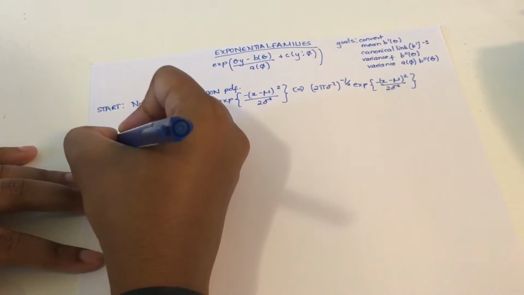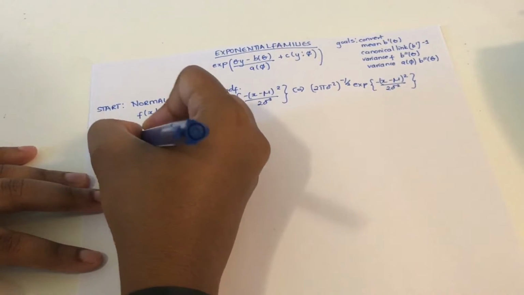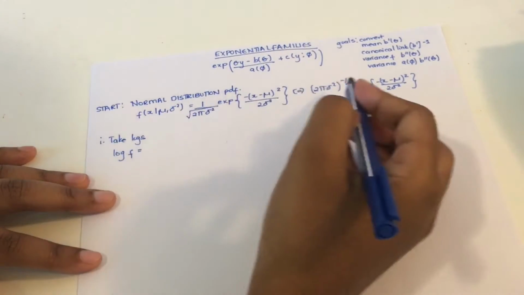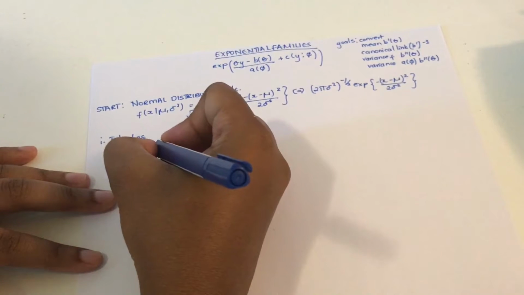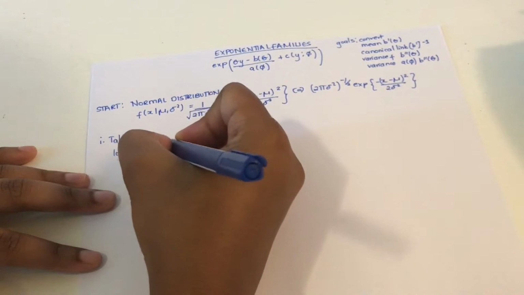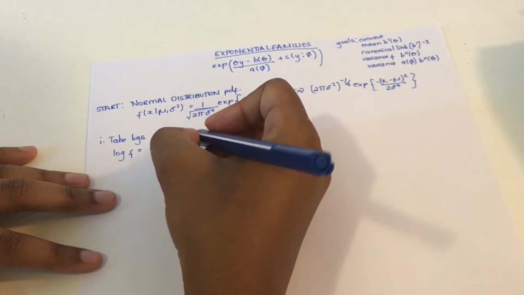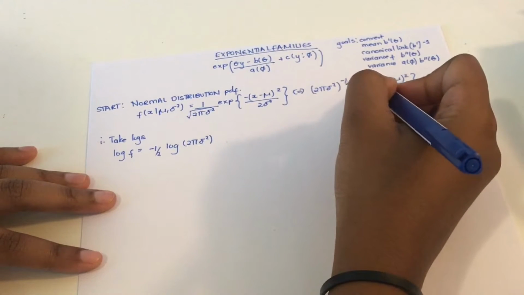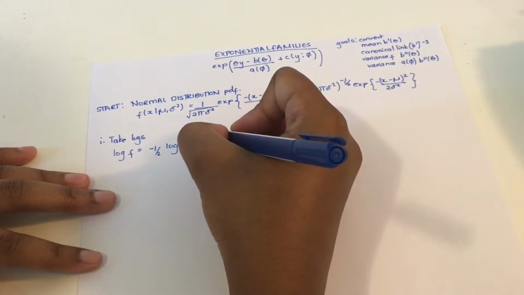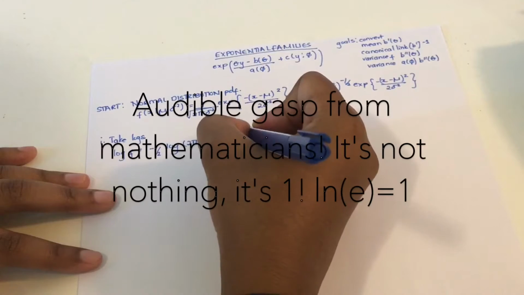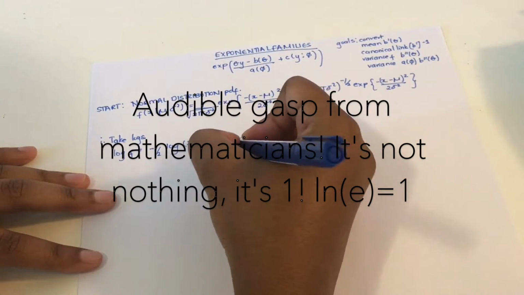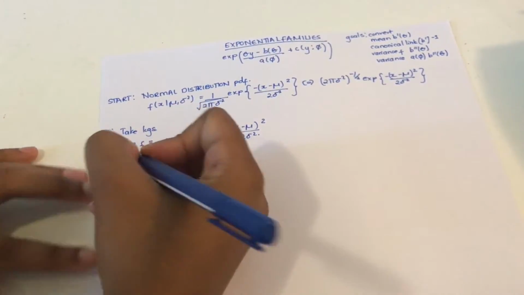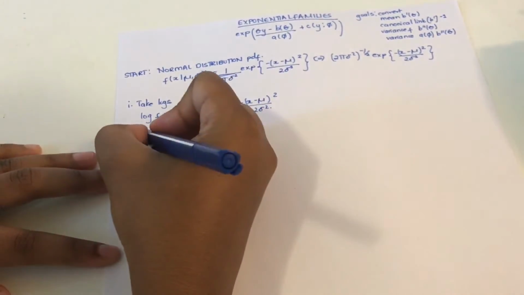So the first step in every situation is to take the logs of both sides. So on the left side we get log of f, and on the right side we bring the negative a half down, and what we get is equals to negative a half times log 2 pi sigma squared. And then we remove the exponential because log times exponential is just nothing, right? So minus x minus mu squared divided by 2 sigma squared, right?